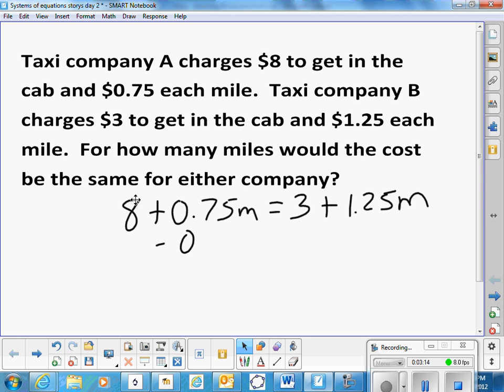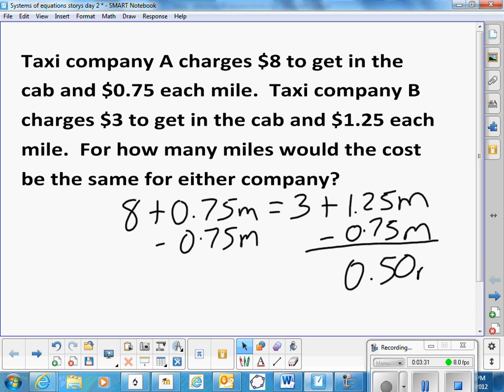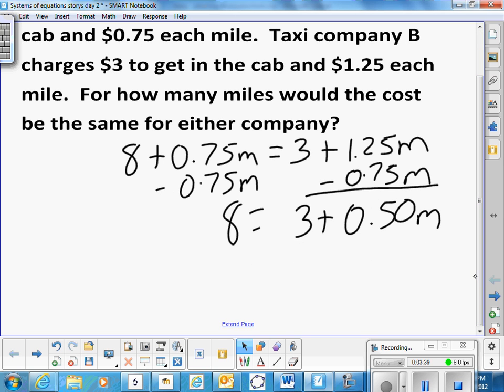Let's subtract the smaller m term. 75 cents per mile is smaller than $1.25 per mile. $1.25 minus 75 cents is 50 cents per mile. So $8 is equal to $3 plus 50 cents per mile. That value of m would make the original equation true. Let's whittle it down a little more.